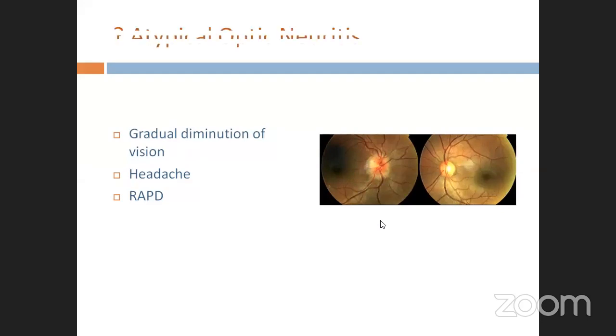Another patient shows swollen disc, hyperemic, sectoral pallor, and the patient has gradual diminution of vision. There is some headache rather than pain with eye movement. There is afferent pupillary defect and mild color vision deficit. So this could be atypical optic neuritis.